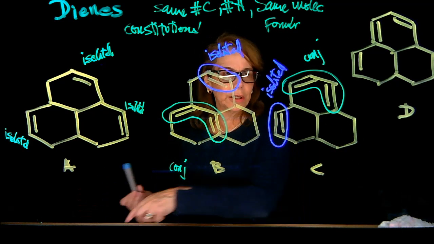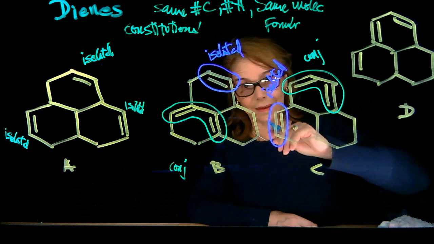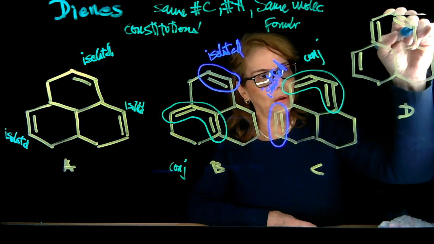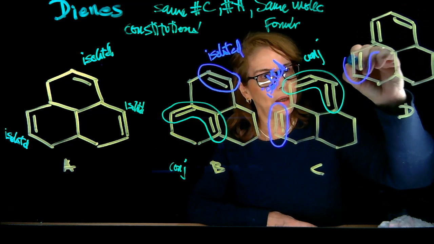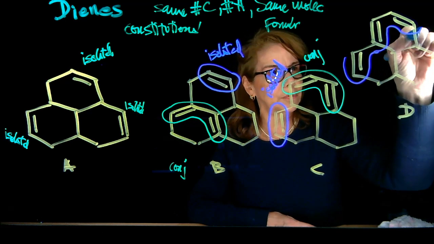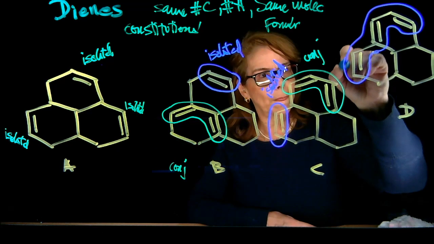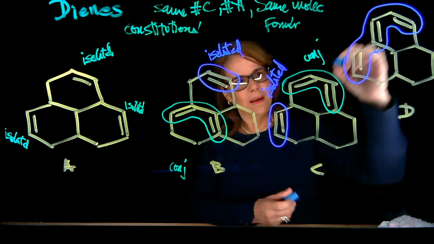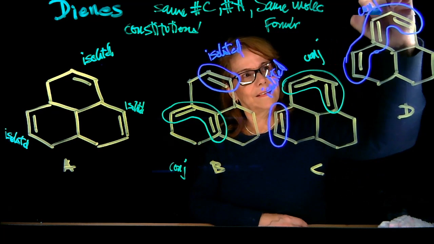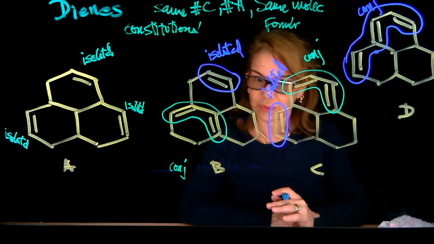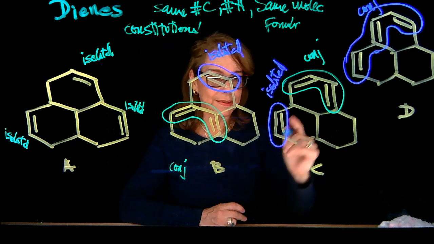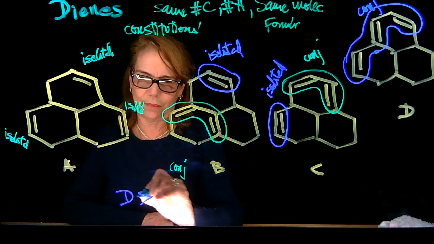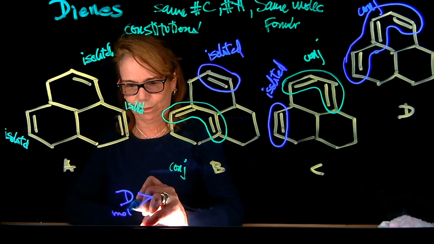Going to molecule D, I see that this is extended conjugation. Double, single, double, single, double. So all electrons are delocalized all over here. So fully conjugated. That says that this is the most stable molecule. So ranking from most stable to least, I'm going to say that D is the most stable.